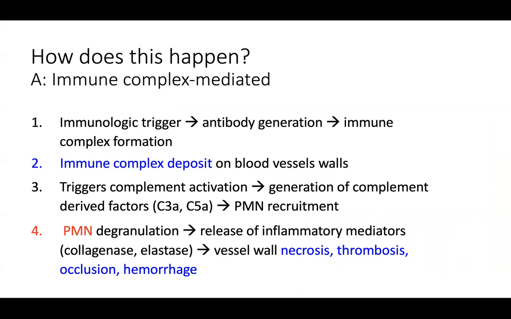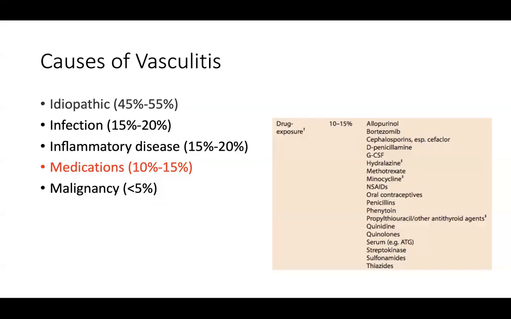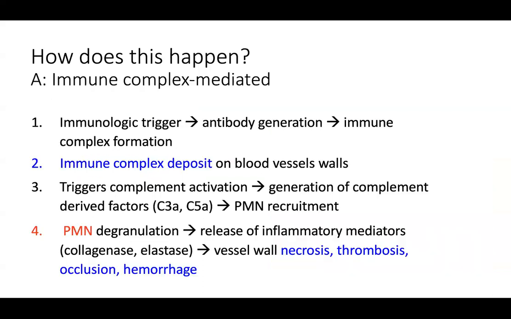So you can have immune complex mediated mechanisms. What happens is you have an immunologic trigger. And so it makes sense that infection, inflammatory disease, medications, or malignancy could all result in that first immunologic trigger. What happens after that is antibody generation, and that leads to immune complex formation. The immune complexes, the antigen-antibody complexes, can deposit on the blood vessel walls.